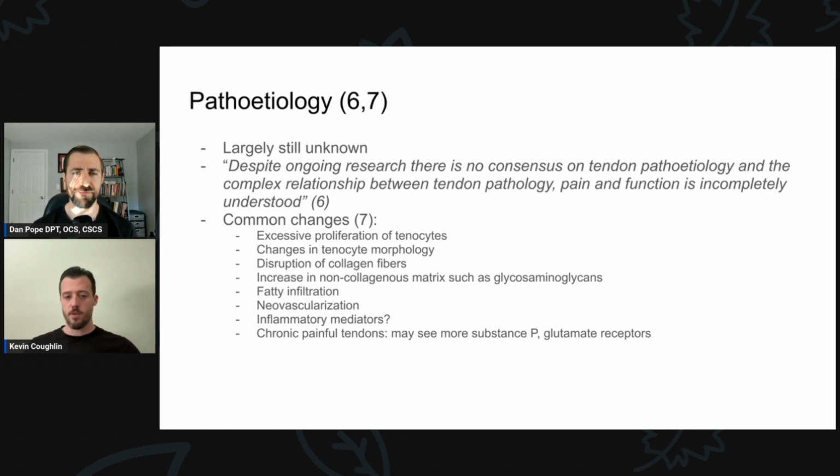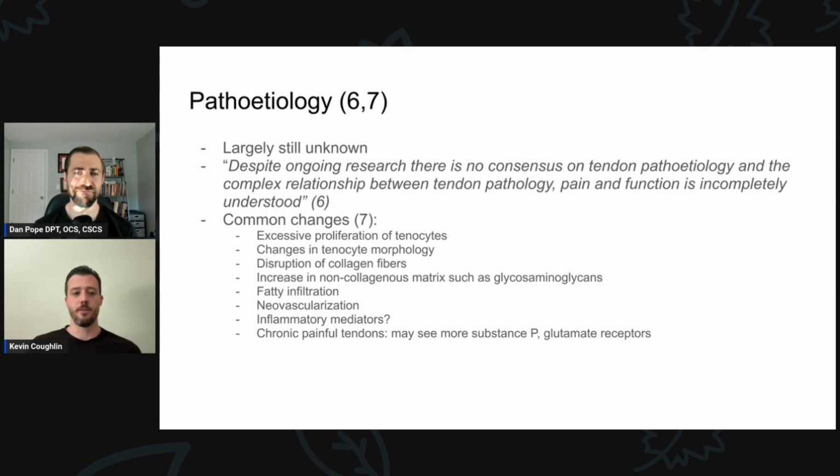All right. And then just wrapping up with a little bit of the pathoetiology. So what's happening in the tendon. Reading a bunch of different papers on this, one thing they were all saying is that we still don't really know what is changing in the tendon that's causing this pain. We do see some consistent things over time. But when does the tendon with a certain structure hurt and when does it not hurt? Kind of hard to say. So despite ongoing research, there's no consensus on tendon pathoetiology, and the complex relationship between tendon pathology, pain, and function is incompletely understood. That's just a quote from one of the papers I cited.